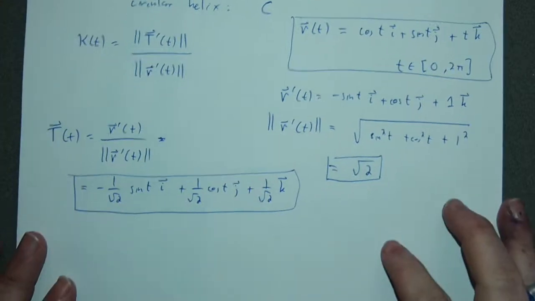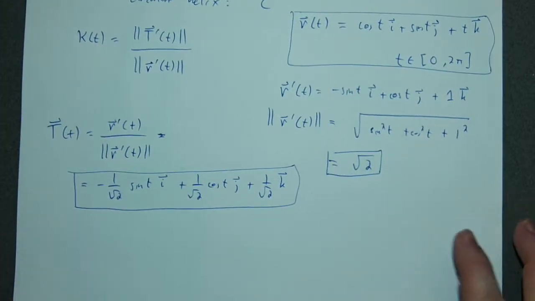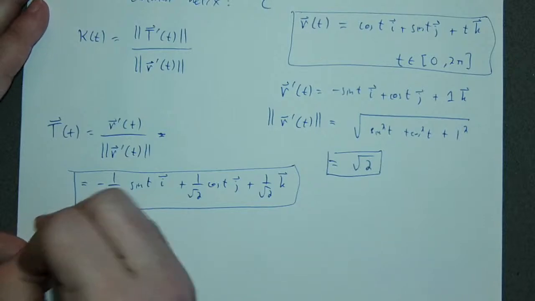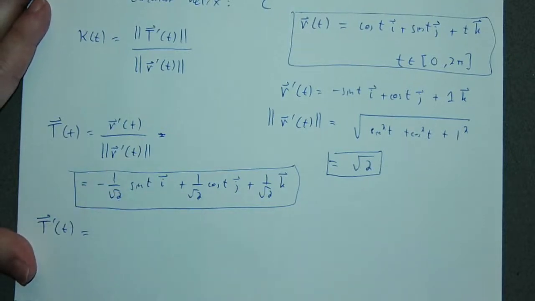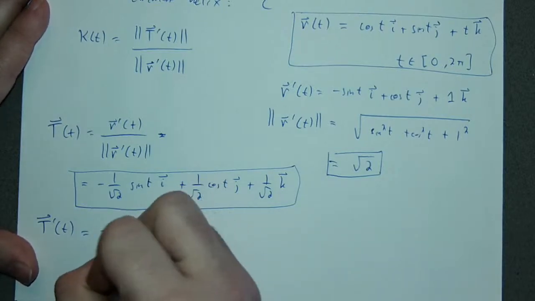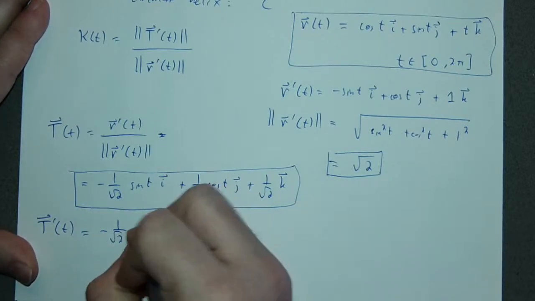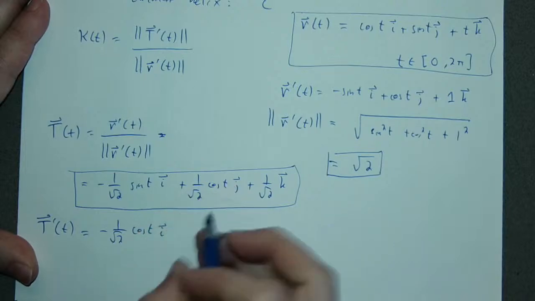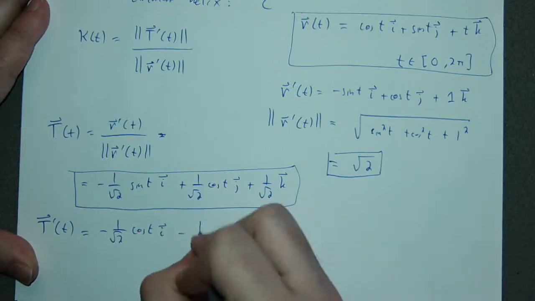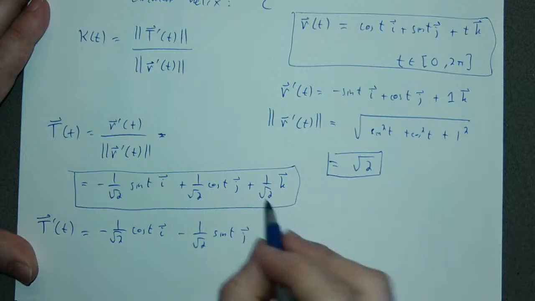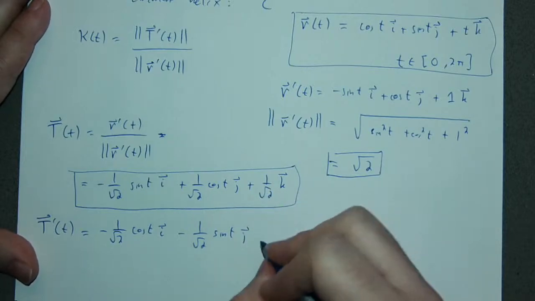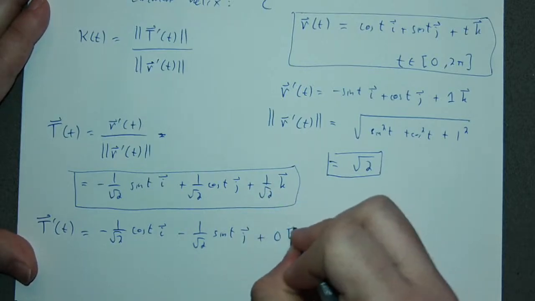Okay. Now I need to compute T prime and the length of T prime. So T prime of t, I'm taking the derivative of each term here. So this is minus 1 over root 2 cosine t i minus 1 over root 2 sine t j, and the derivative of 1 over root 2 is 0 because it's just a constant.